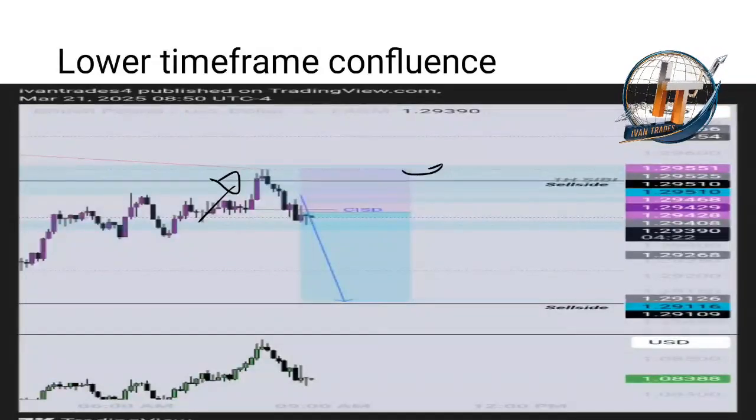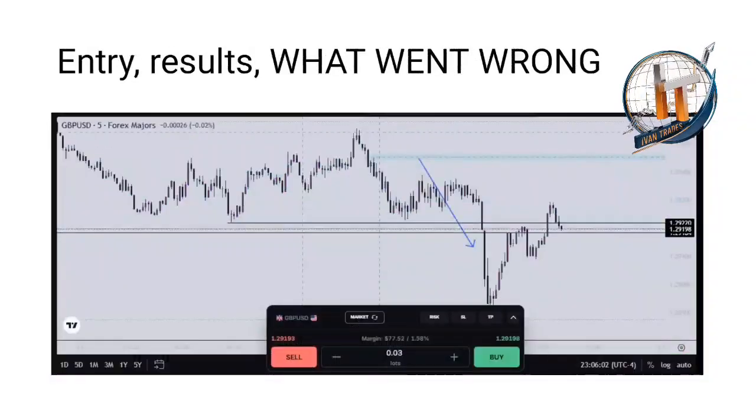So I went short at 8:40, targeting the weekly open, which was this sell side, and so far this is what happened.